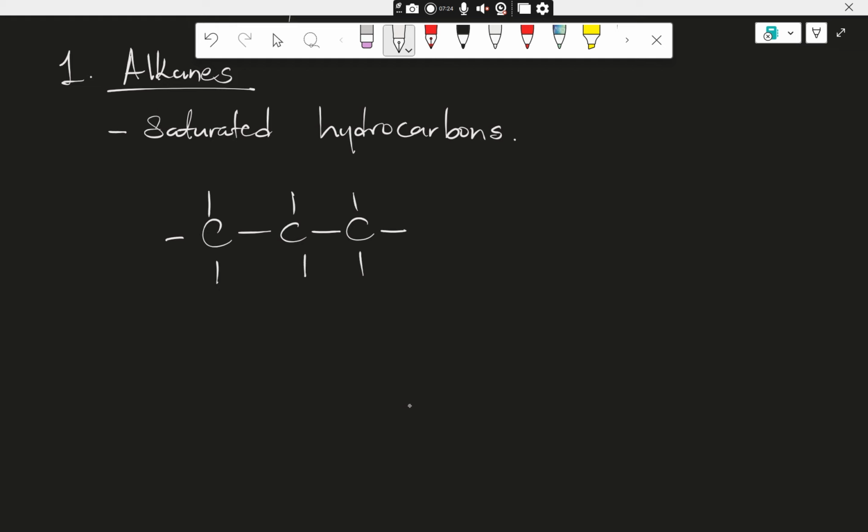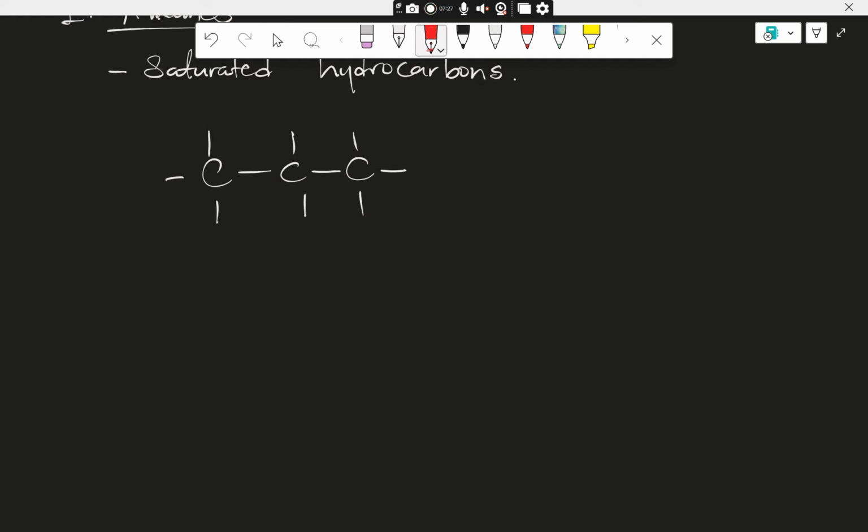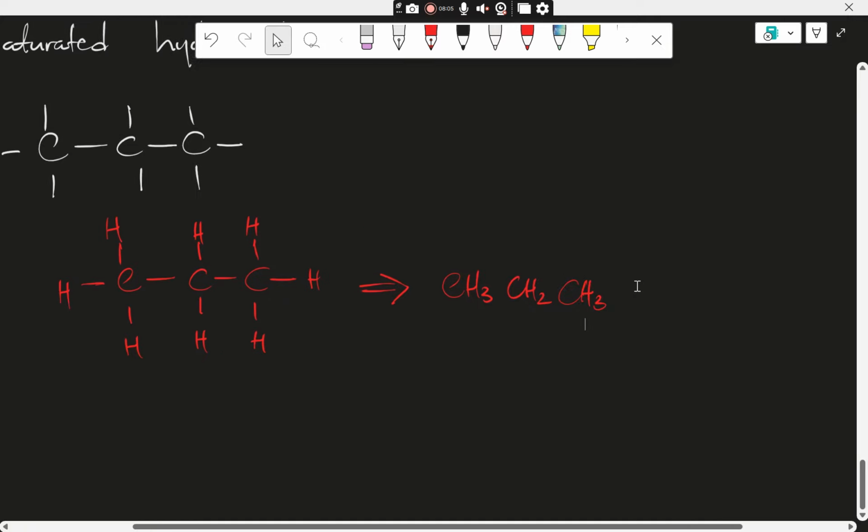Let's give ourselves an example. We love using three carbon atoms. This time we're also going to name it, because we know how to name. So let's have our H here, H here, H here, H here, H here. Don't forget, this is the structural formula, which you can write as the condensed formula CH3, CH2, CH3. By now you should know how to write the condensed formula. You look at this one, this one, and this one in that order. So that's the condensed formula.